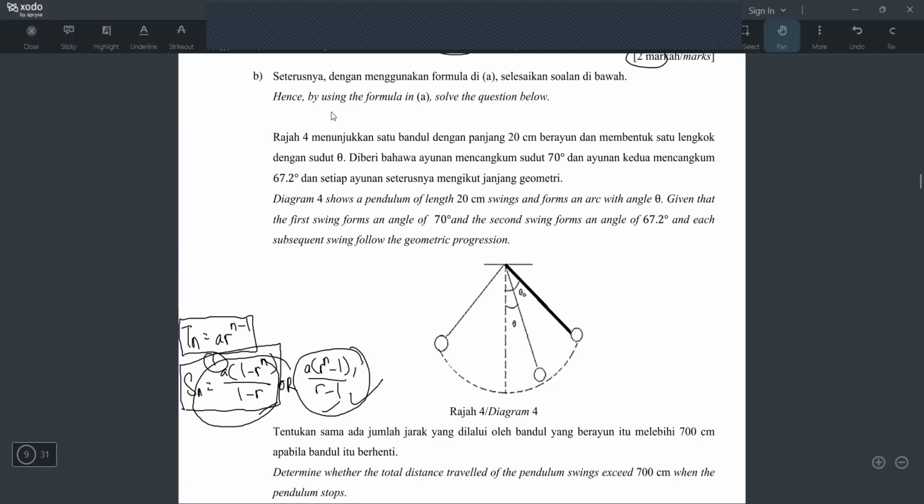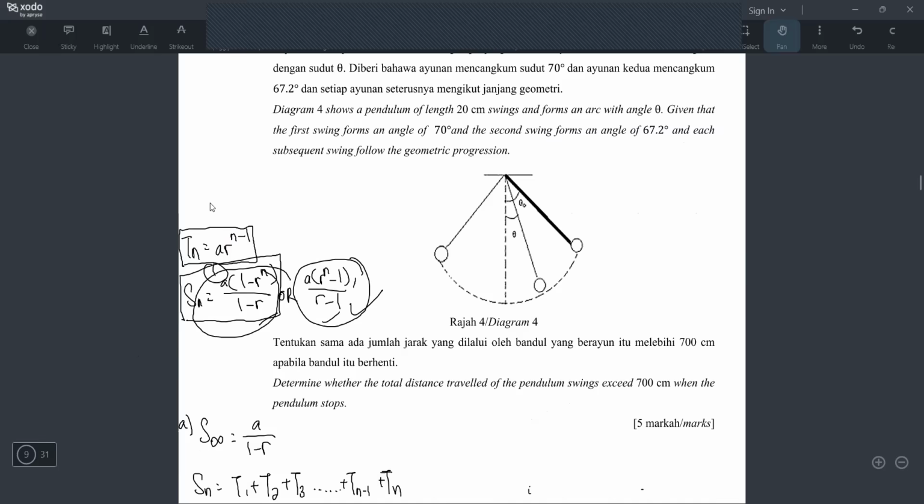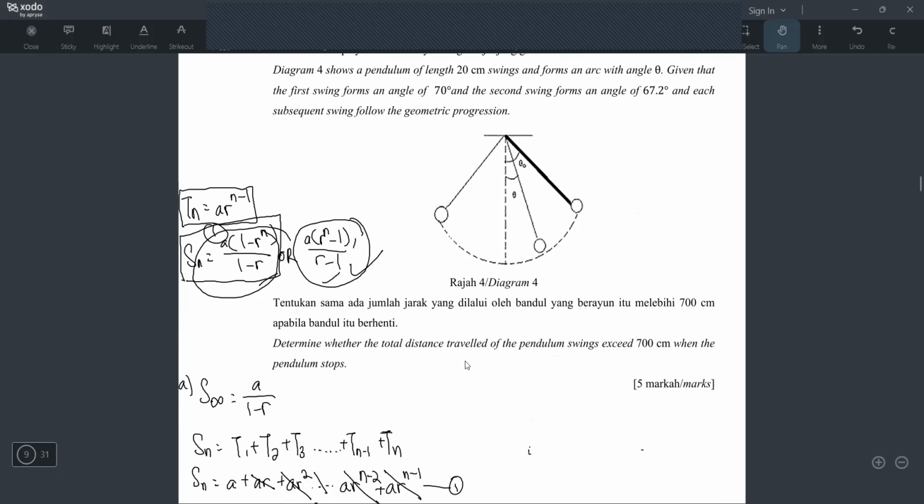Okay, let's go to B. Hence, by using the formula in A, which is the S infinity, solve the question below. So I am sure for the B question, I'll be using the S infinity formula. Let's read the question. Diagram 4 shows a pendulum of length 20 cm. So I can say this is the pendulum, right? So when you swing, this length will not change. It will forever be 20, right?